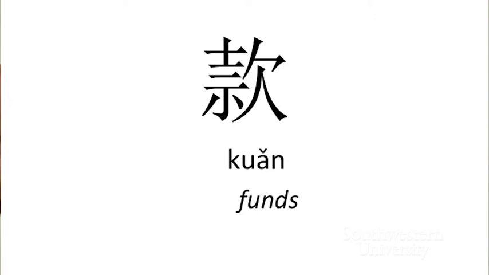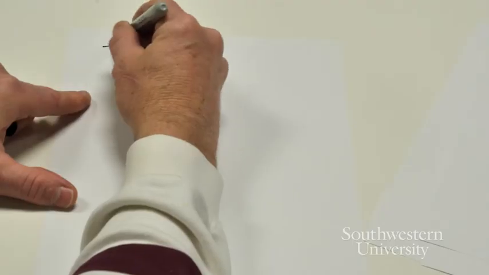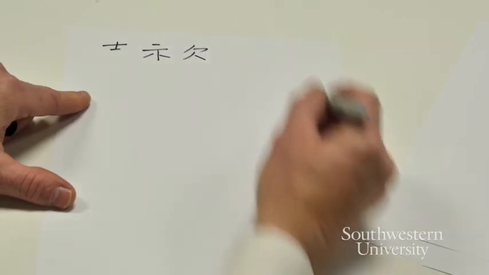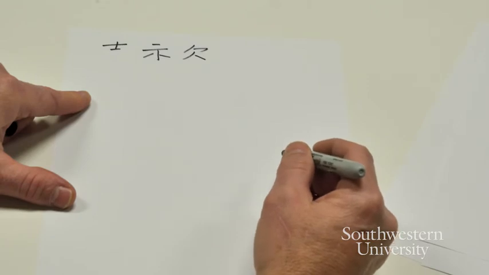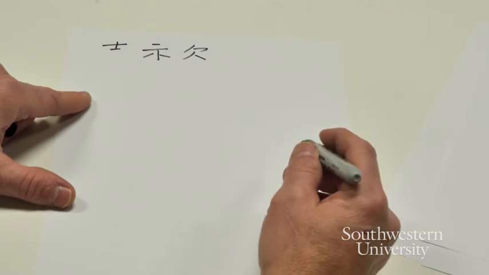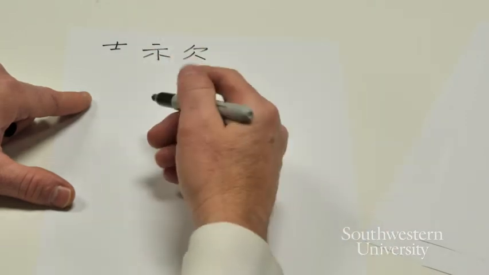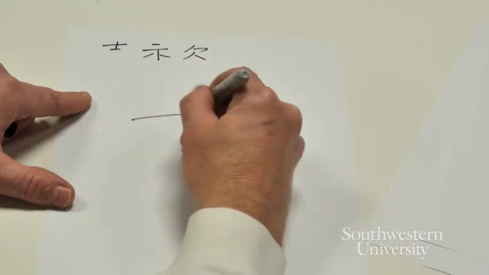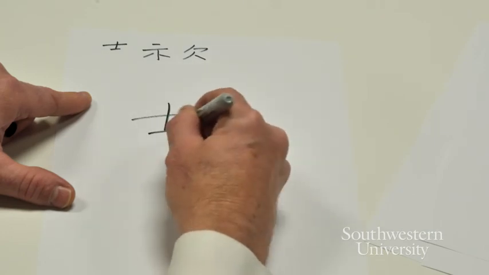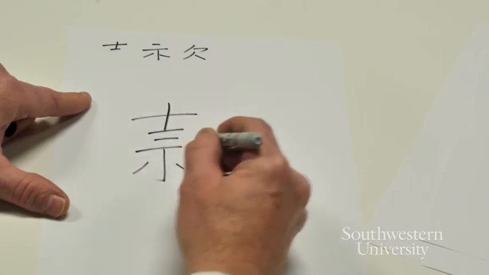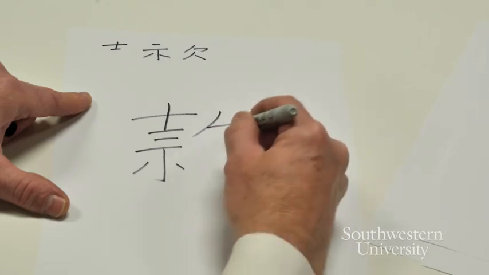Quan. Here we have a scholar and the character for to reveal, and here is an open mouth. Quan, basically it indicates some kind of lack. Well, I'm not sure about that. I think by itself it is just funds. Probably just used for a phonetic.